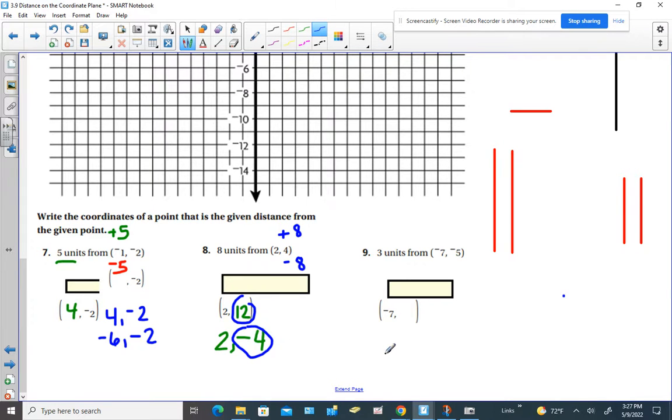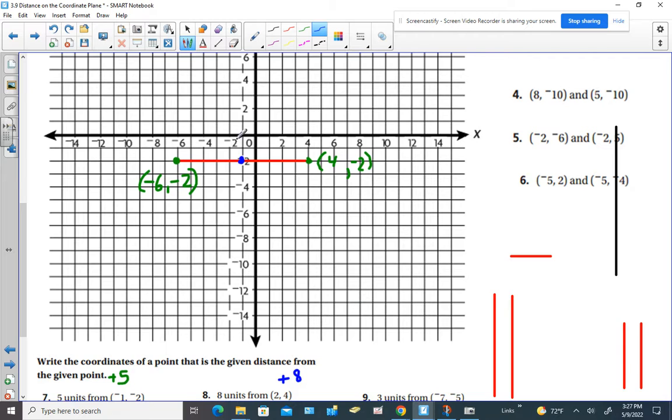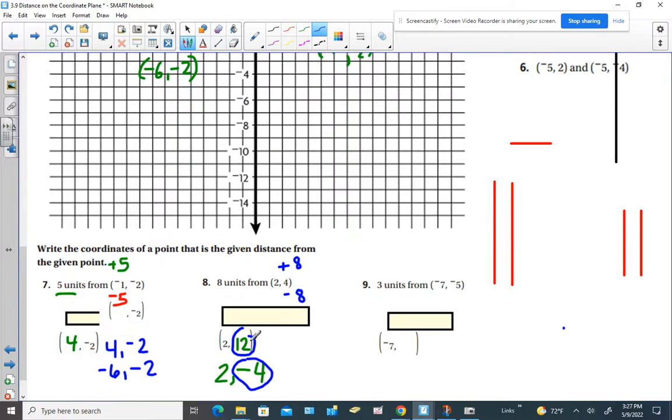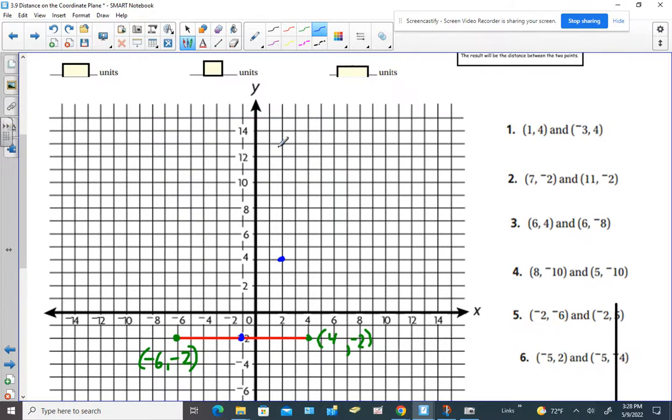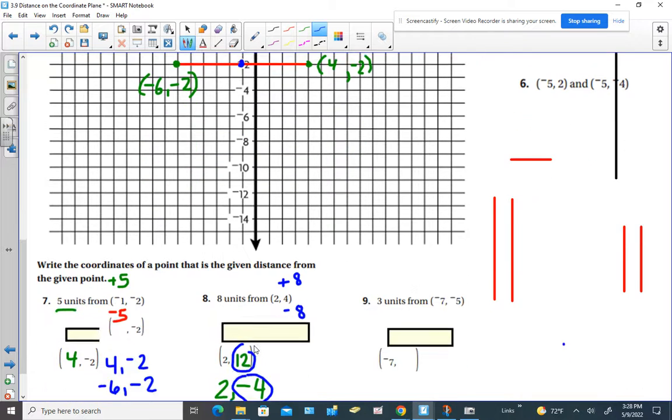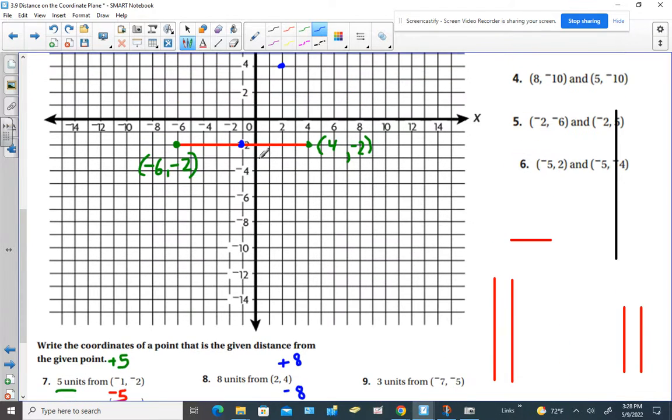Now if we plot a 2, 4, let's plot that. Over 2 up 4 would be right here. Now I'm going to plot the points that I came up with. If I go over 2 and up 12, that would be here. And if I go over 2, down 4, let me move this out of the way so we're not confused.